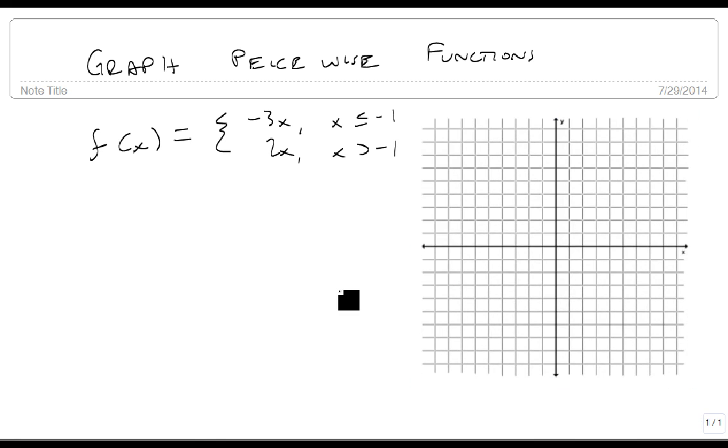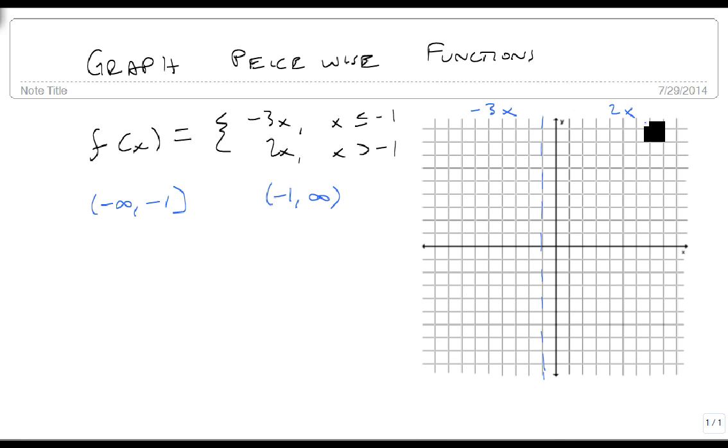our graph, and we're going to break this up. Notice that we have one region that goes from minus infinity to minus 1 inclusive, and the other one goes from minus 1 to infinity. This means we're going to have a point everywhere, and that our separation line is right here. So I'm going to draw a line down right here to say, everything to this side is one rule, everything to that side is the other. So this is my minus 3x side, and this is my 2x side.